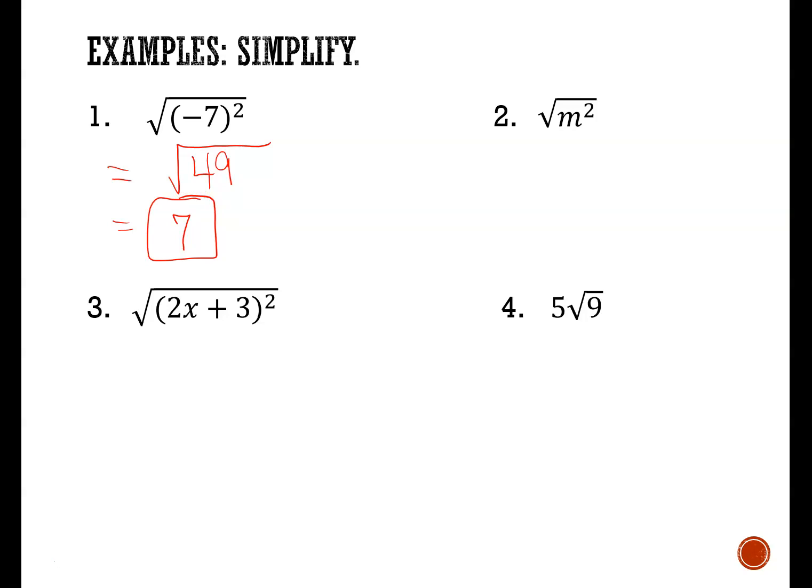Number 2. Here again we have property 5. The square root and a square are going to cancel each other out and leave us just the m. Now, when you have a variable, we do not know whether it's representing a positive or a negative number. However, we need it to be positive because of our radical symbol. So to make it positive, we are going to put absolute value bars on that variable. Now, absolute value is always positive, so that's how we make our answer positive.